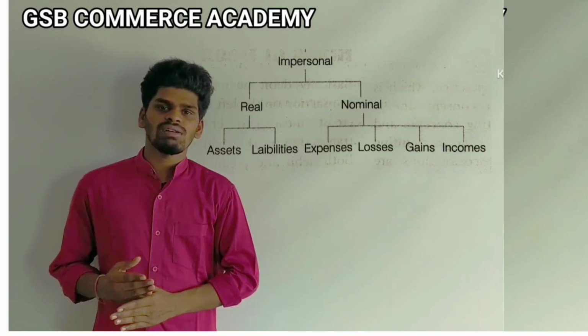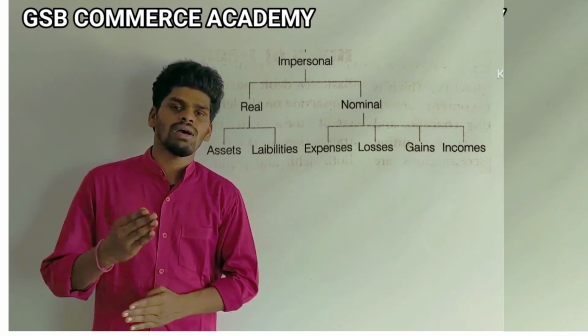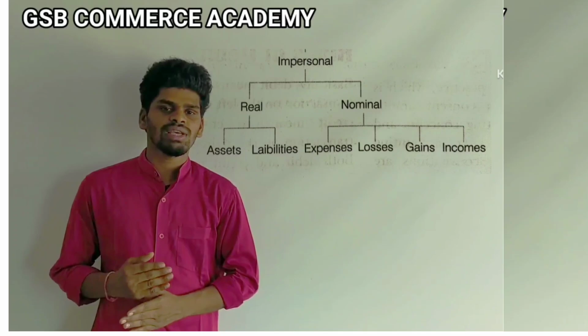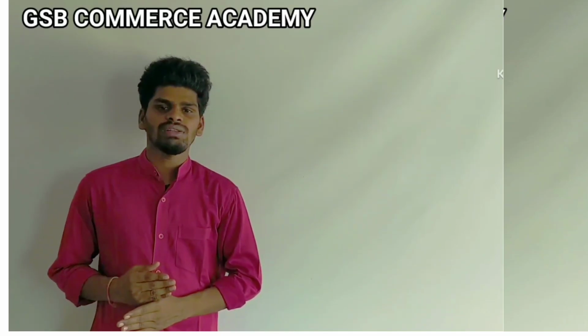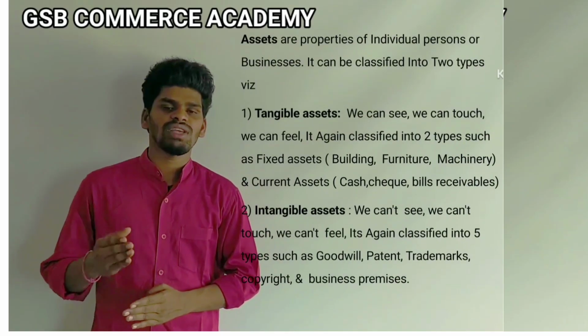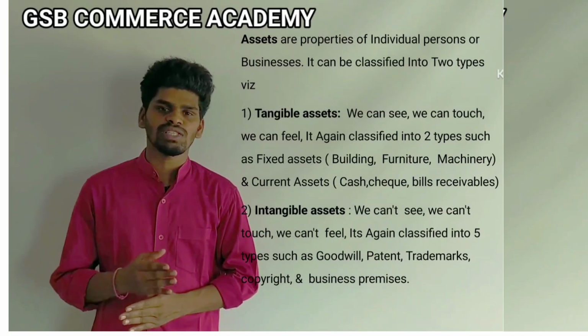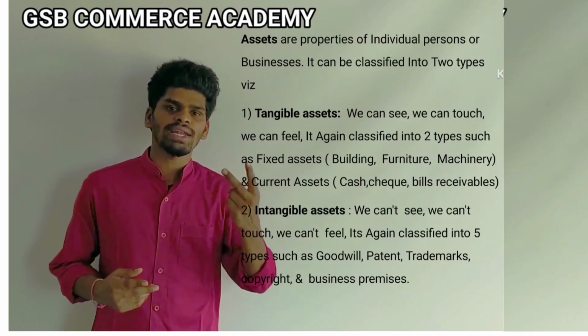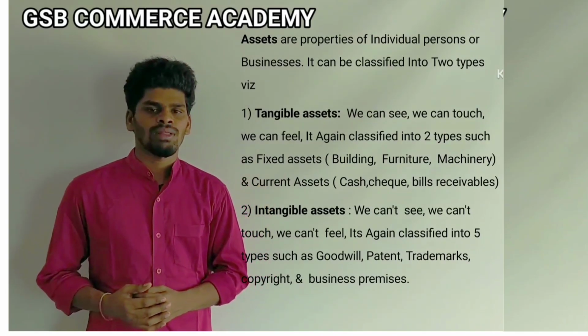And I already discussed in the previous classes what is the meaning of assets and what are the classifications of assets. So here, assets means the properties of individual persons or properties of the businesses. The assets can be classified into mainly two types.